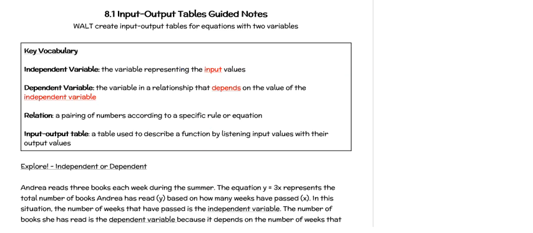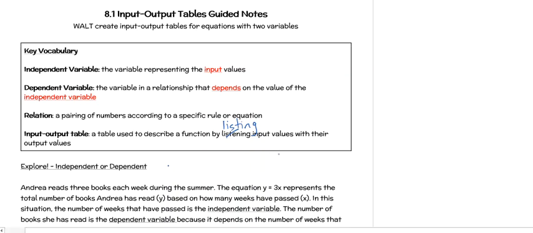And an input-output table is a table used to describe a function by listing input values with their output values. Okay, here is a spelling error by me. And again, function is not a Math 6 word. I probably will go into an extension lesson into pre-algebra / algebra on functions, but it is a big concept in Algebra 1 when you get to two variable equations.